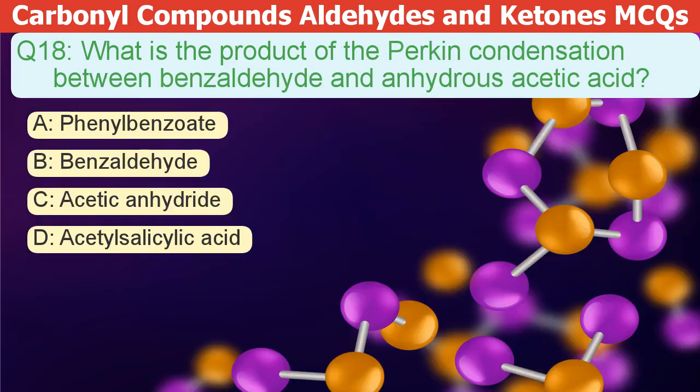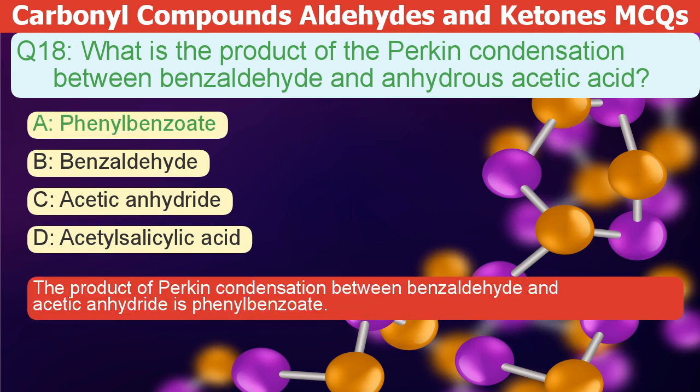What is the product of the Perkin condensation between benzaldehyde and anhydrous acetic acid? A. Phenyl benzoate. B. Benzaldehyde. C. Acetic anhydride. D. Acetyl salicylic acid. The correct answer is A. The product of Perkin condensation between benzaldehyde and acetic anhydride is phenyl benzoate.